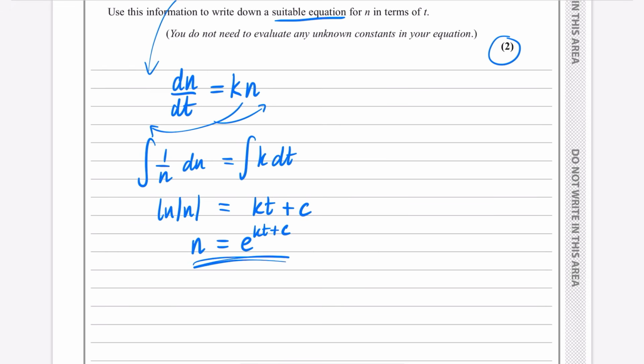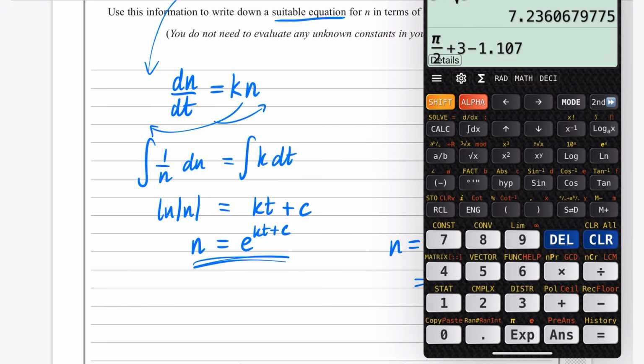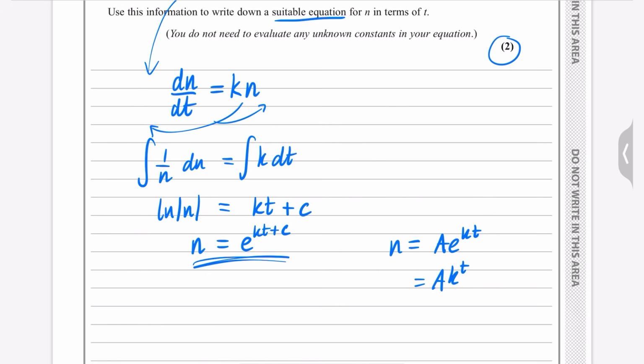Now there's so many different types of things that they would accept for this. They would have accepted it if you rearranged it and said that it was a e to the kt, where a is a constant. They would have accepted it even if you had something like, I'm just going to see what other ones they've got. But I think these are the 2 most common forms that you'd expect to see for this. But for 2 marks, I just think it's not particularly nice of them to have done.